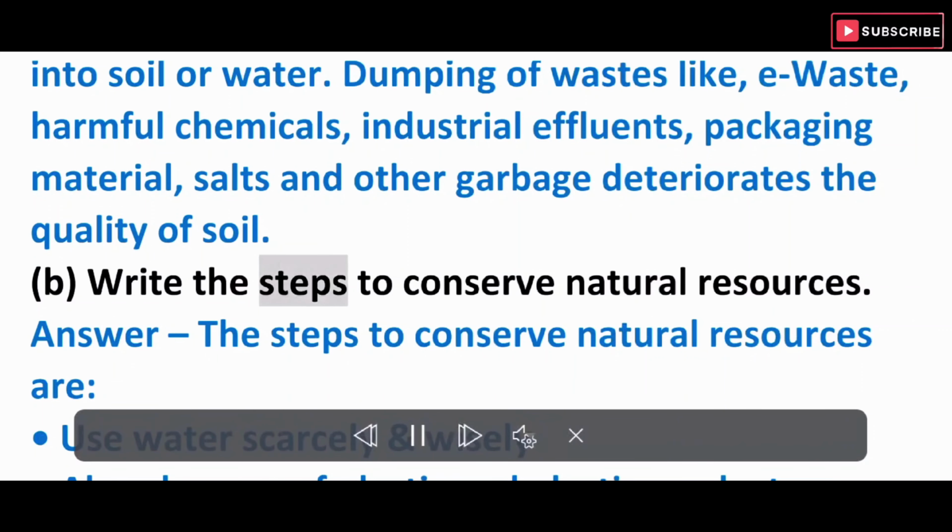B. Write the steps to conserve natural resources. Answer.